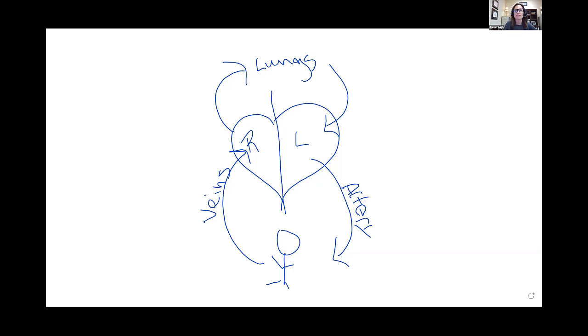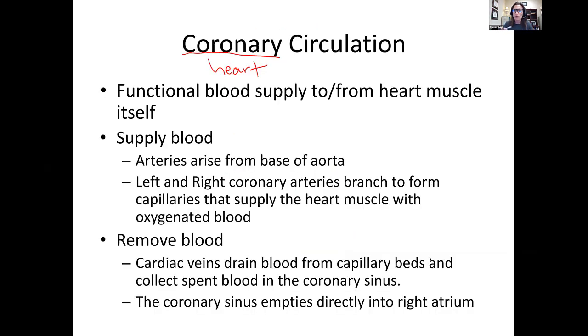So let's go back and talk about coronary circulation. Again, this is feeding the heart muscle itself, and so this is going to be part of the systemic circuit. It's blood leaving the heart through an artery and going into your body's tissues, right? So we say that the arteries feeding this particular tissue, which is your heart, are coming from the base of the aorta. That should make a lot of sense because the aorta is right there. It's that large artery leaving the left ventricle, filled with nice oxygen-rich blood.